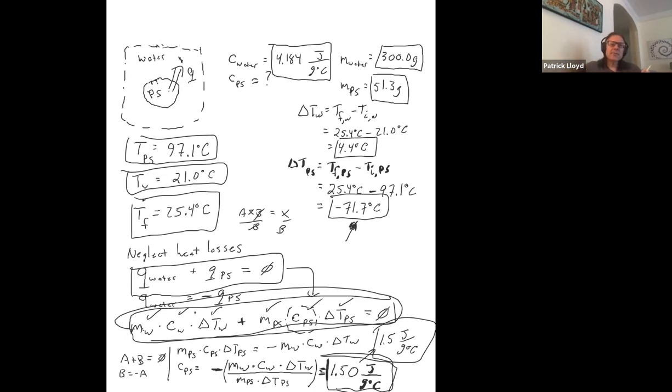Now, we have one more topic that I want to go over, which is section 5.6. There's just a couple of different types of problems here. And this is called standard enthalpies of formation. Okay, so let me make a new slide here. Section 5.6. Standard enthalpies of formation.